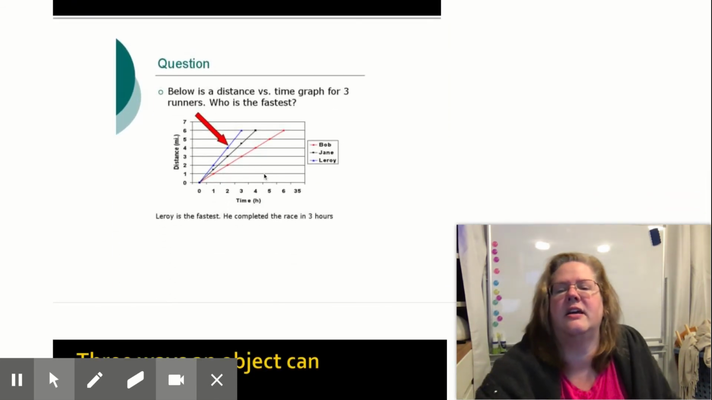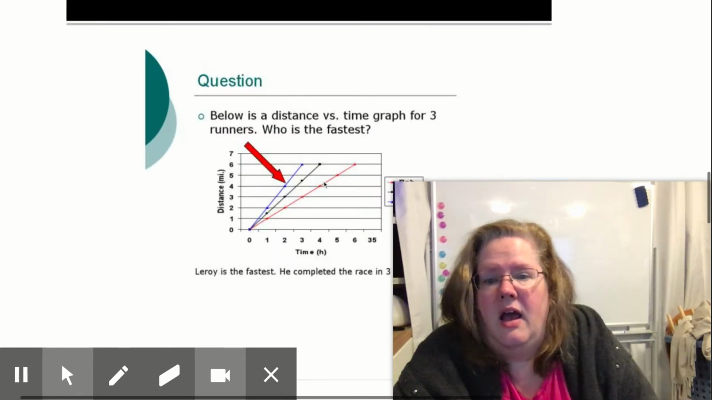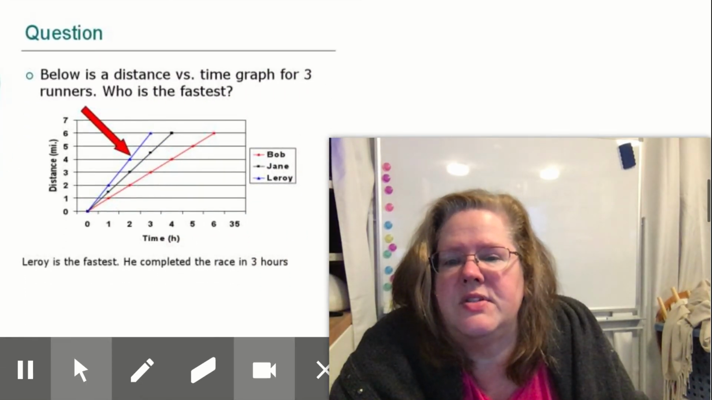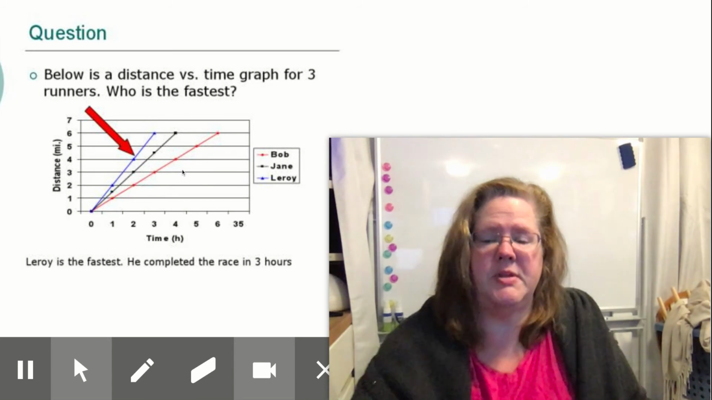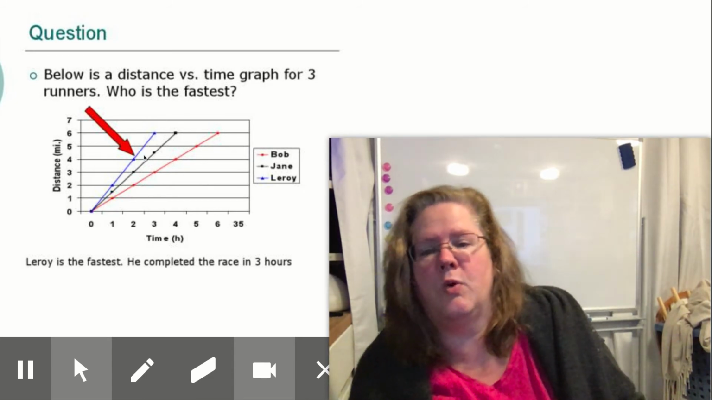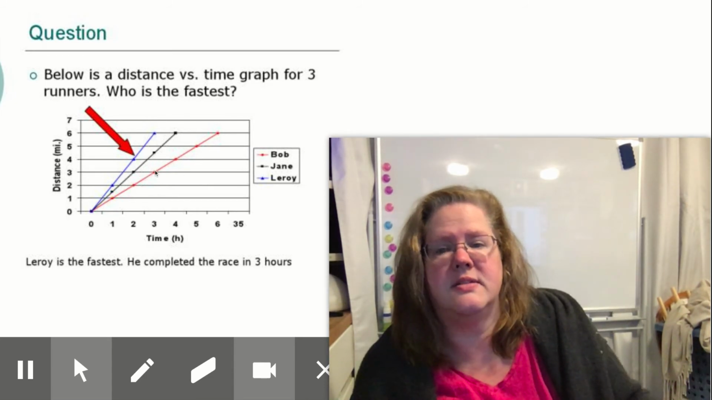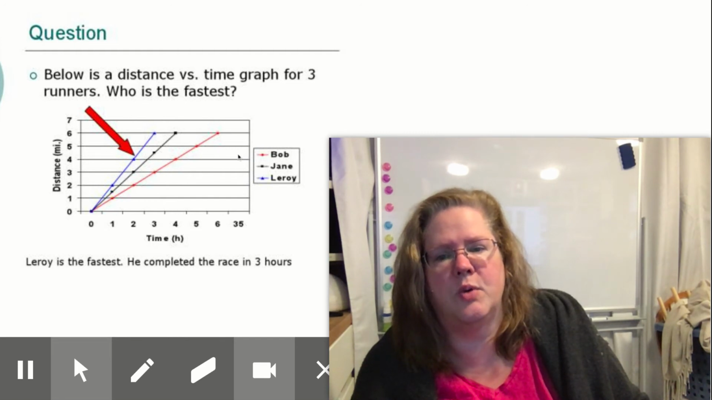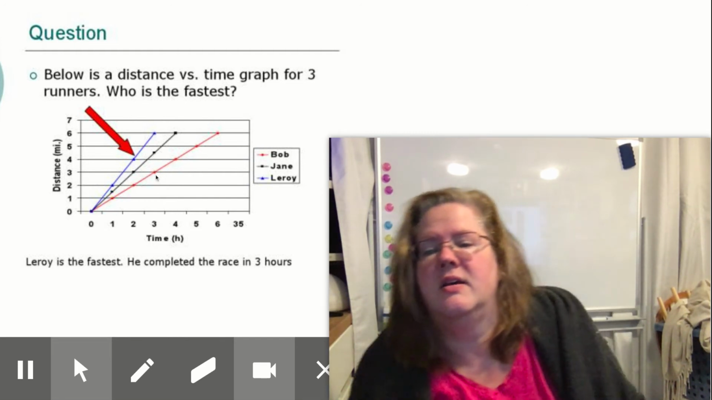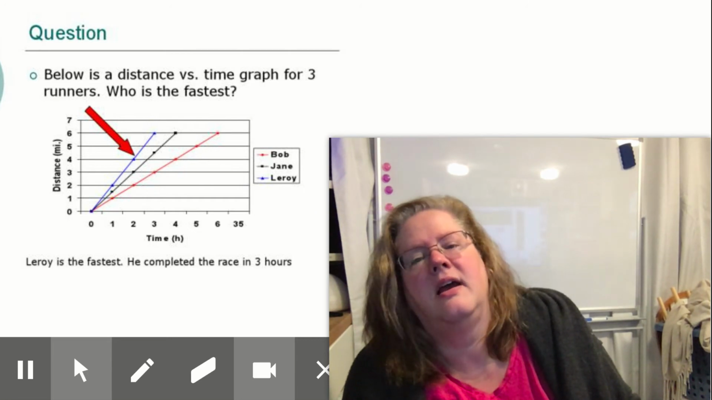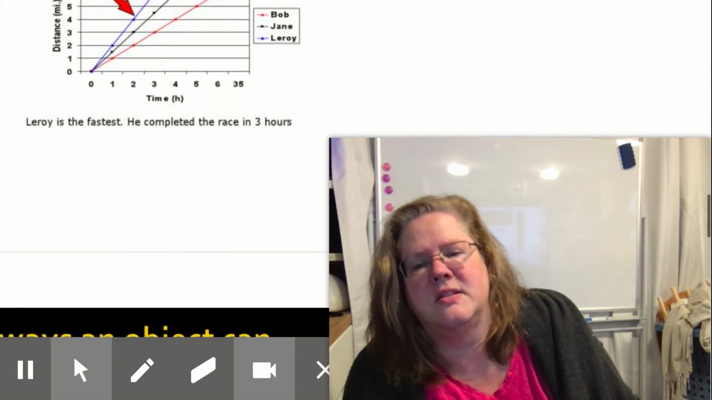So let's take a quick look at that. Which of these graphs would be going faster? Bob in red, Jane in black, or Leroy in blue? Well, who has the steepest slope? In this case, it's Leroy. Who's going the slowest? In this case, that's the shallower slope. That would be Bob. And who's going in between those two? It would be Jane. So Leroy is fastest, and Bob is the slowest.